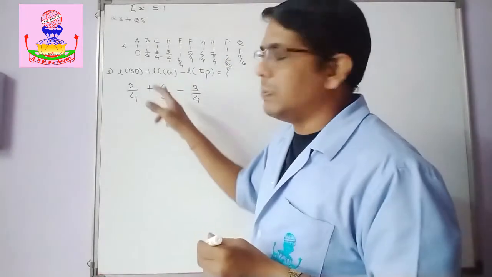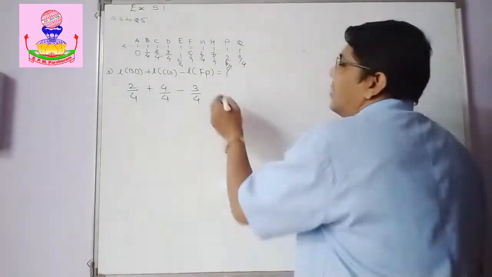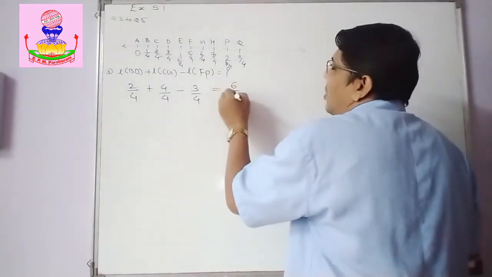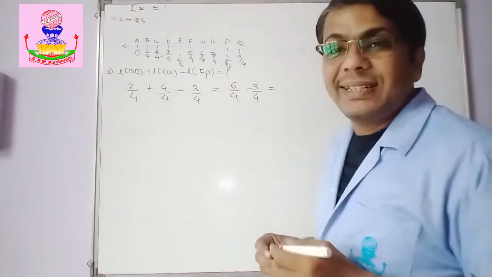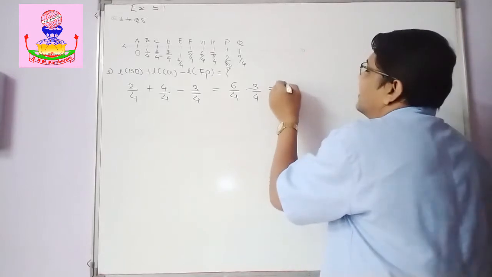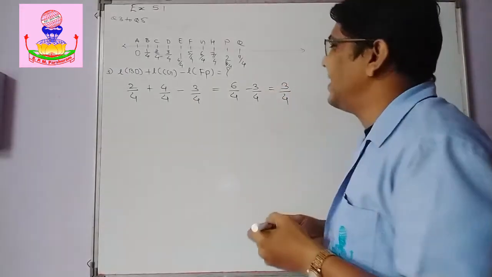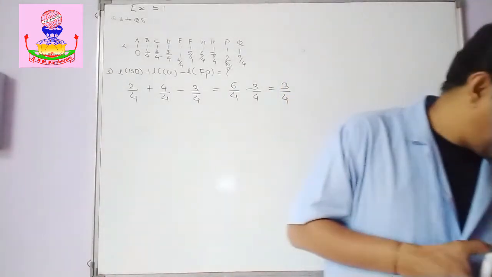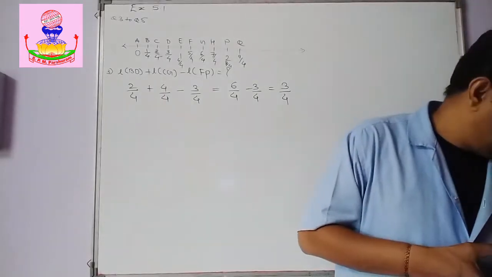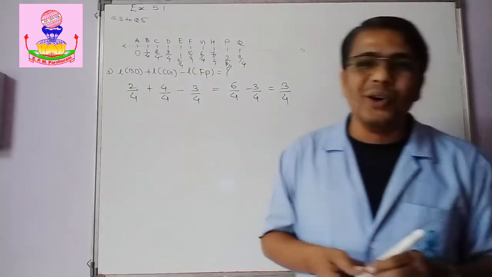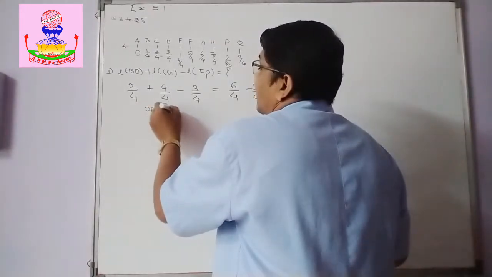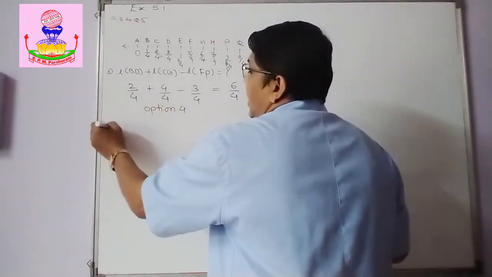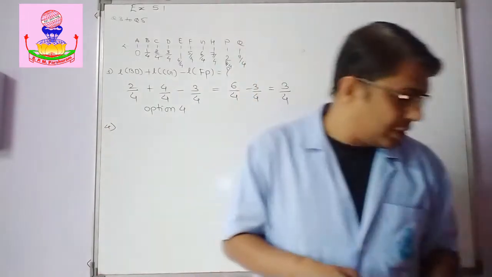Now 2 upon 4 plus 4 upon 4. That is how much? 6 upon 4 minus 3 upon 4. So 6 upon 4 minus 3 upon 4. How much? Yes, absolutely, 3 upon 4. And so, option number 4. Option 4 is the correct answer. Now, let us go for the fourth question.